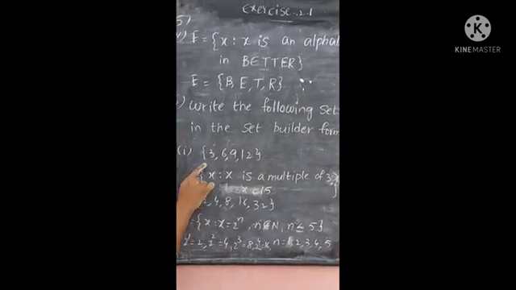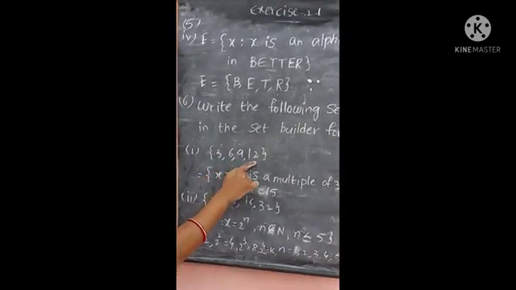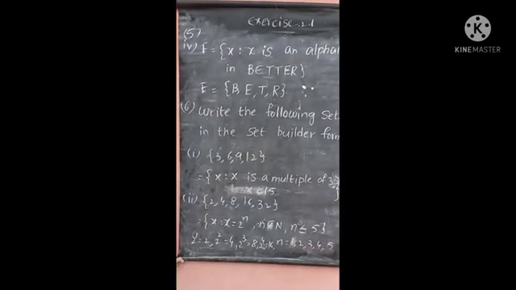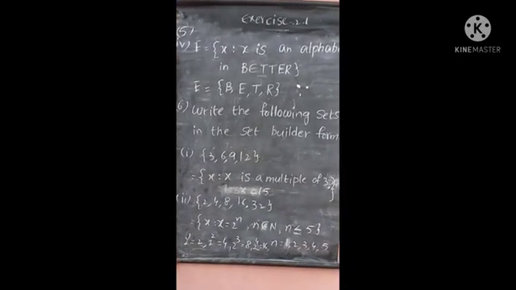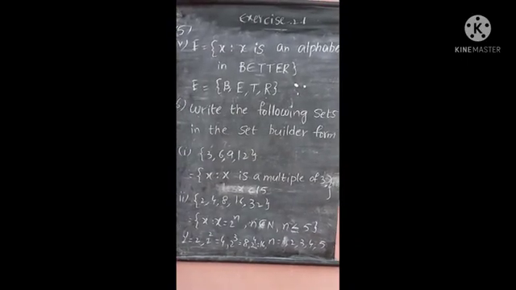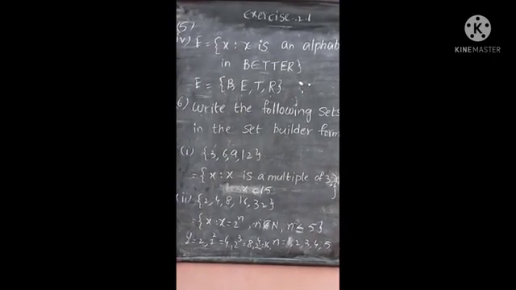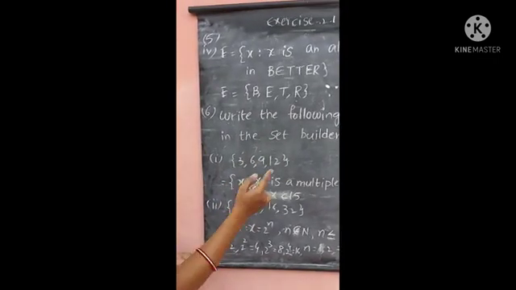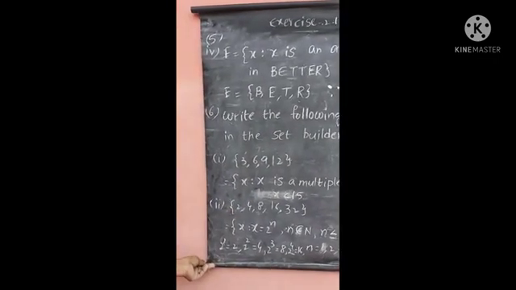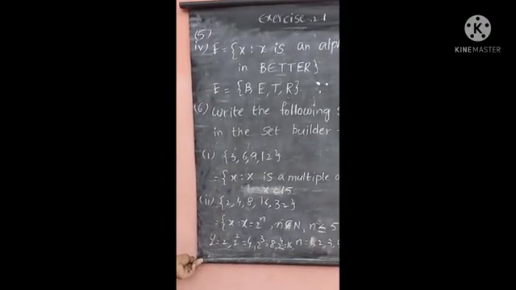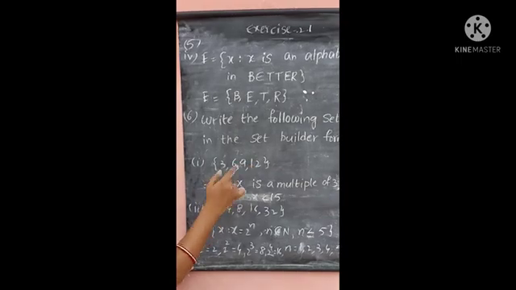See the first question. 3, 6, 9, 12. Listen, 3, 6, 9, 12. What are these numbers? Multiples of 3. So what are the multiples of 3? 3 ones are 3. 3 twos are 6. 3 threes are 9. 3 fours are 12. 3 fives are 15. 3 sixes are 18. 3 sevens are 21. Likewise. Those are the multiples of 3. Here only 4 multiples are given.